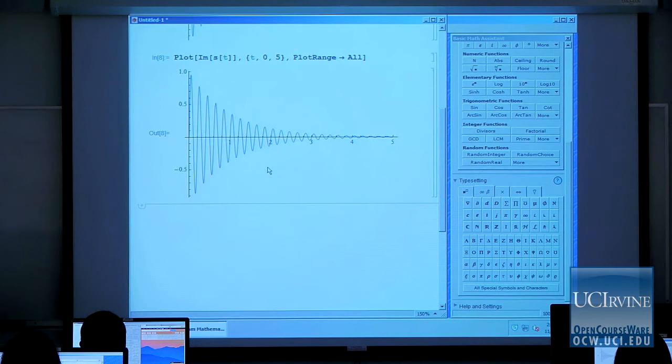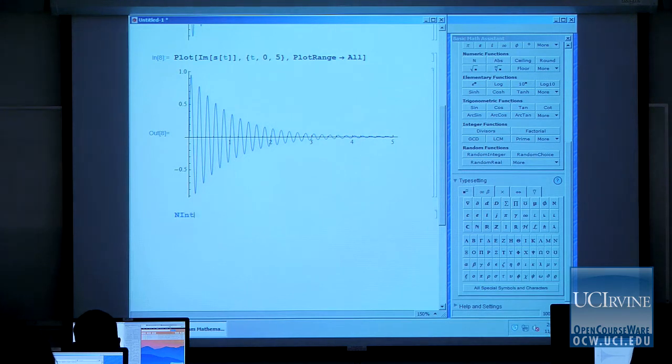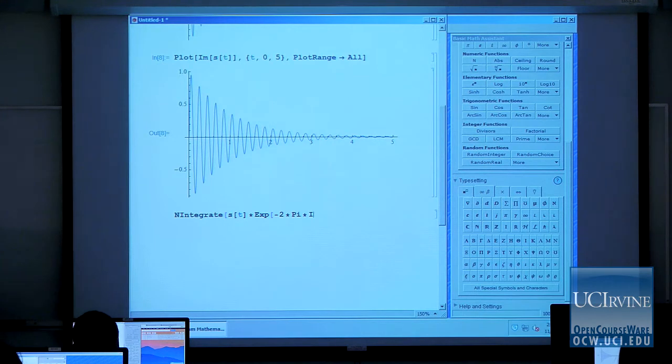Okay, so here's how we're going to do the Fourier transform. We're going to say NIntegrate with a capital I, and then we're going to multiply s of t times Exp of minus 2 times pi times I, capital I, times f. F now is going to be my definition of frequency. And then times t. So that's the same as what's in the formula over there, except I'm calling k and x, f and t, for frequency and time.